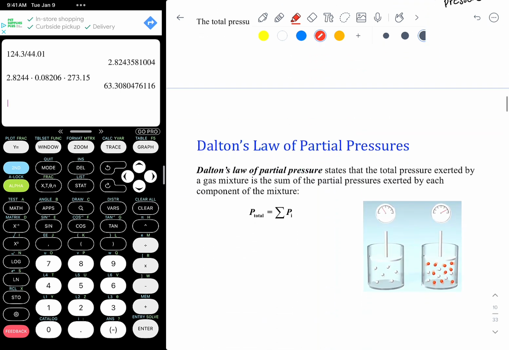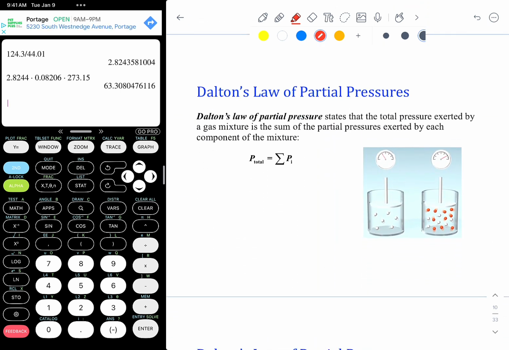We call this Dalton's law of partial pressures, and this states that the total pressure exerted by a gas mixture is the sum of the partial pressures exerted by each component of the mixture. So we have an equation here, P total, which is the total pressure, equals the sum, okay, this is a sum sign for those who don't know, of the individual partial pressures.